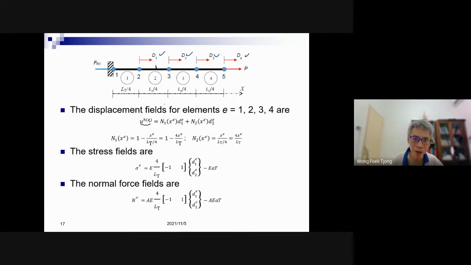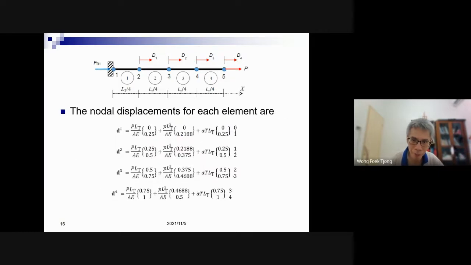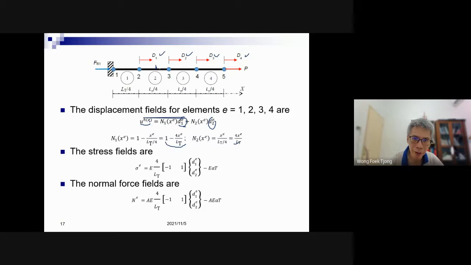Actually, the shape function is equal for all elements, right? The formula is given by this one. Because all elements have the same length, the shape function of all elements remains the same like this. These are the shape functions N1 and N2. We already know d1, d2 from here for each element. So we can calculate the displacement at any point. So this is the displacement field. The displacement field is a function representing the displacement at any point. Any question?